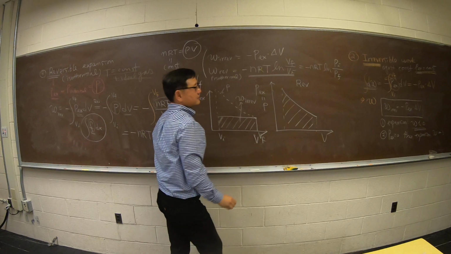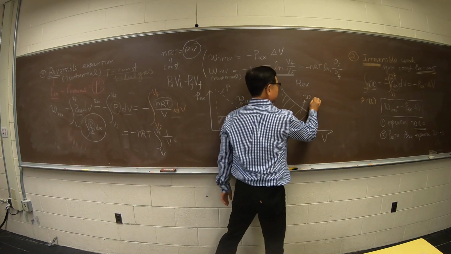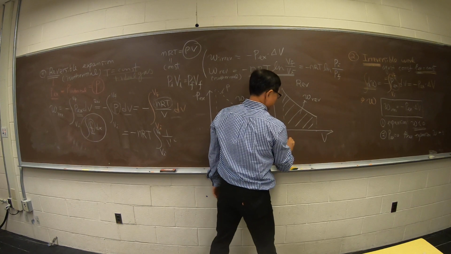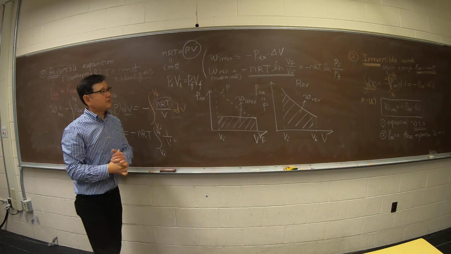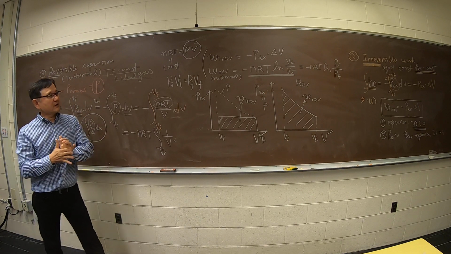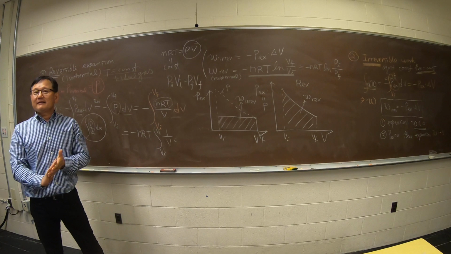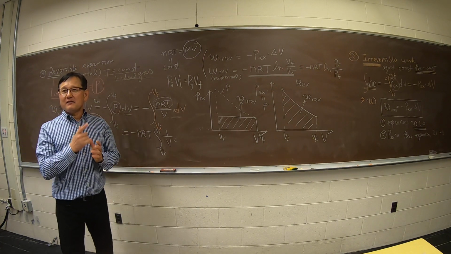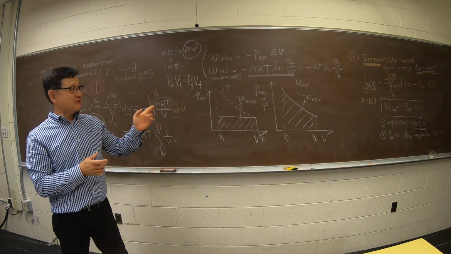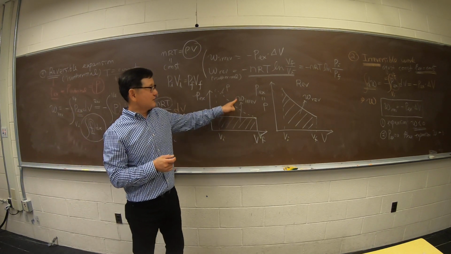And the area under the curve, this one is the reversible work. Same expansion, but the reversible work is bigger than the irreversible work. If you know this one very well, there is one minor mistake that I made here. I said area is work.